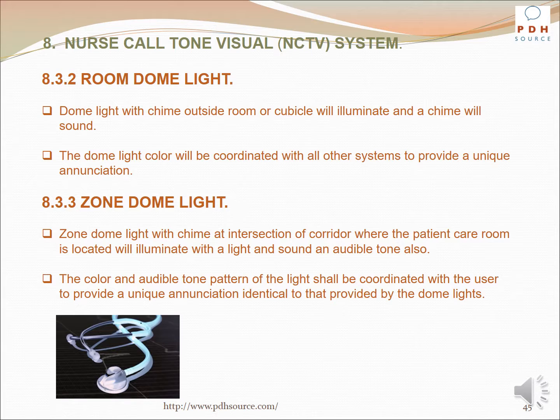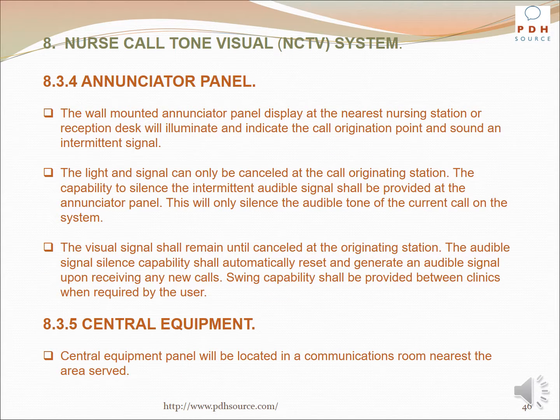The zone dome light with chime at the intersection of the corridor where the patient care room is located will illuminate with a light and an audible tone also. The color and audible tone pattern of the light shall be coordinated with the user to provide a unique annunciation identical to that provided by the dome lights. The wall-mounted annunciator panel display at the nearest nursing station or reception desk will illuminate and indicate the call origination point and sound an intermittent signal.